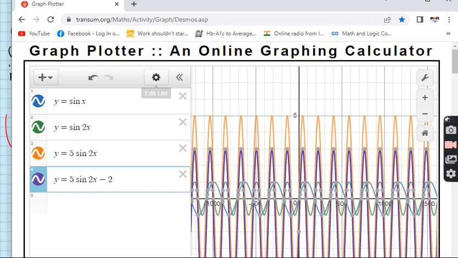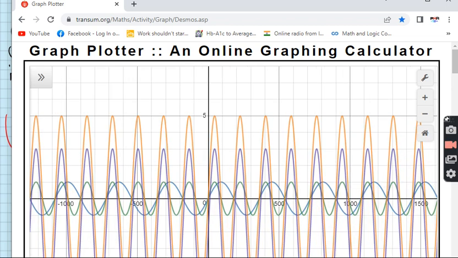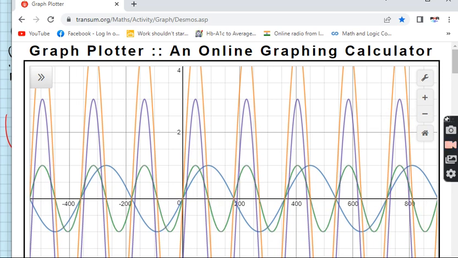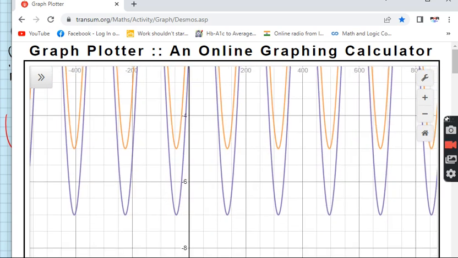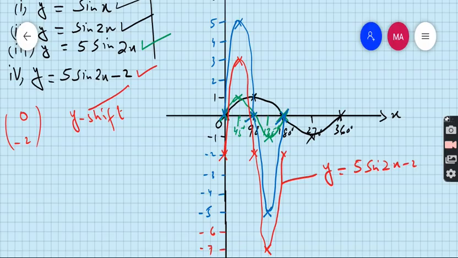The purple one, so you can see the amplitude drop from 5 to 3, and you can see the minimum value is right now minus 7, if you focus on purple curve. So student, this is part 6.